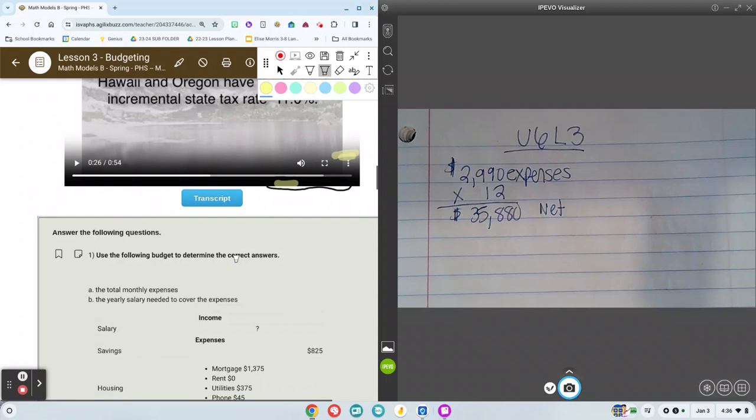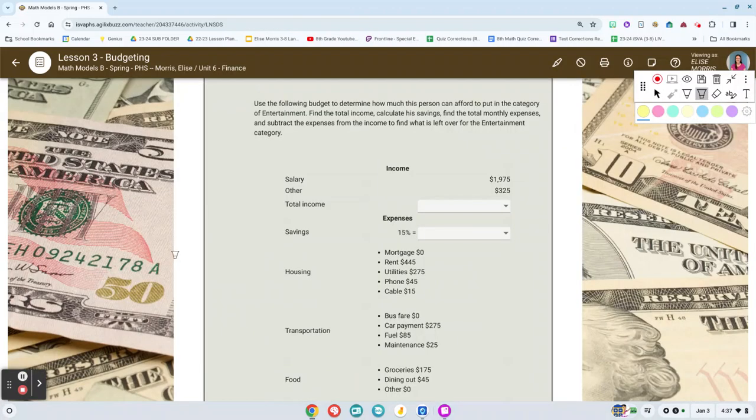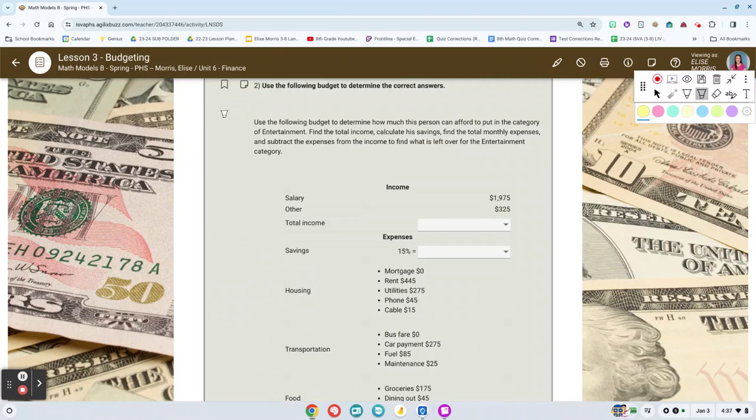All right, let's go down and we're going to look at number 2. So use the following budget to determine how much this person can afford to put in the category of entertainment. We need to find the total income. We need to calculate his savings, find the total monthly expenses, and subtract the expenses from the income to find what's left over. All right, so don't worry. It seems like a lot, but we're just going to take it one step at a time.